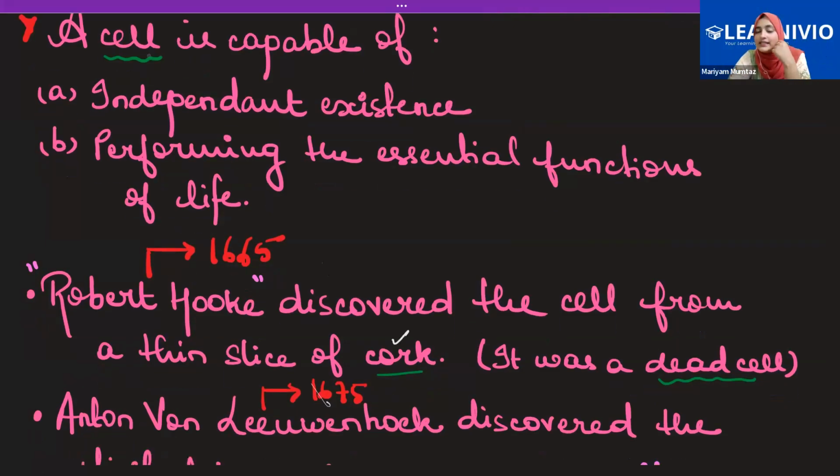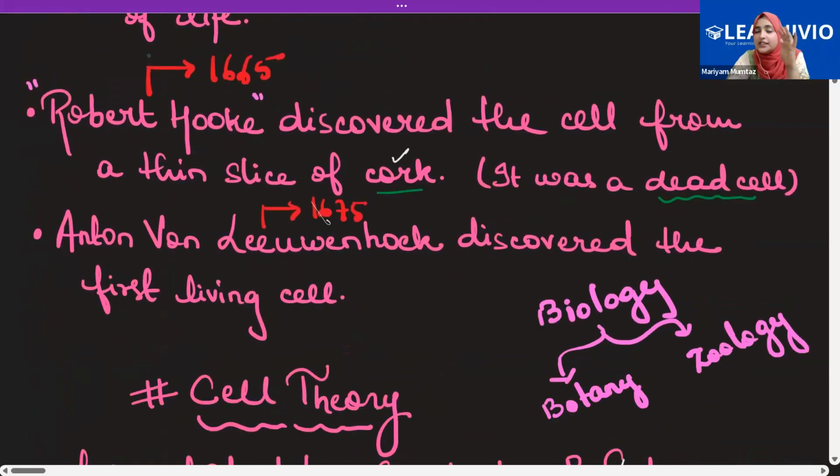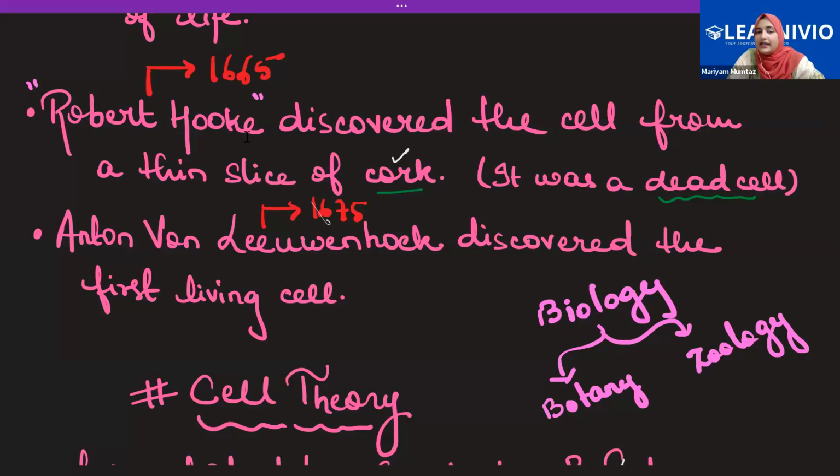So, in the year 1665, the first person to ever talk about something such as a cell coming into existence was Robert Hooke. Robert Hooke, in the year 1665, discovered the first cell ever. And he discovered it from a thin slice of cork. Cork is taken from the bark of the tree. The cells taken from the bark of the tree are known as cork cells.